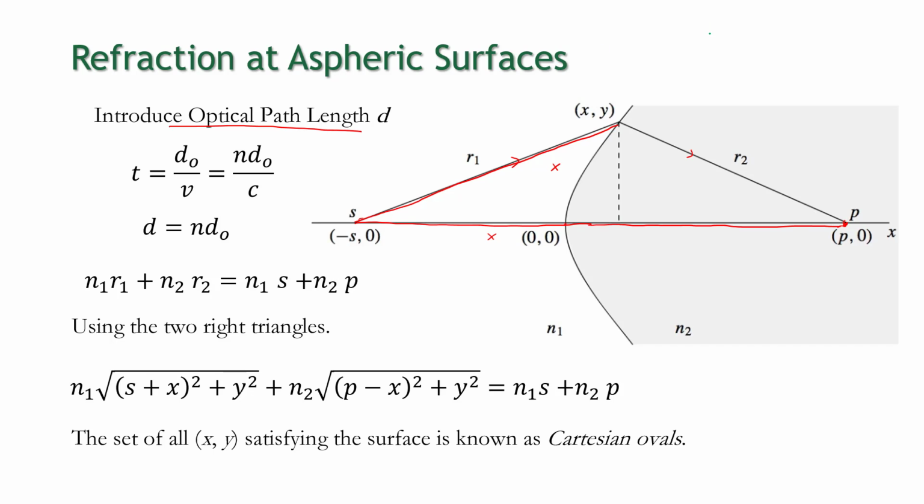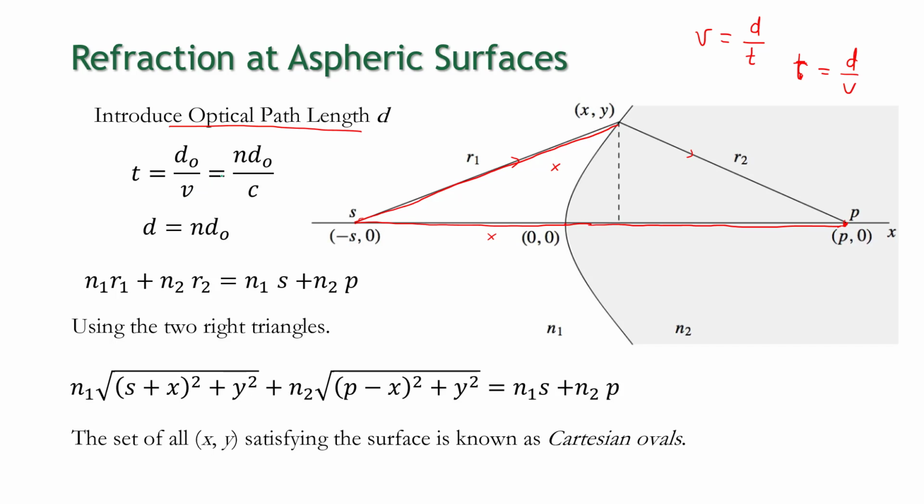For any path, we know that speed is defined as distance over time. So rearranging that, we can write time is equal to distance over speed. So for any path, we can write t is equal to d naught over v. This is in any medium.